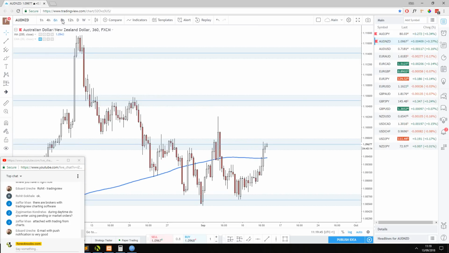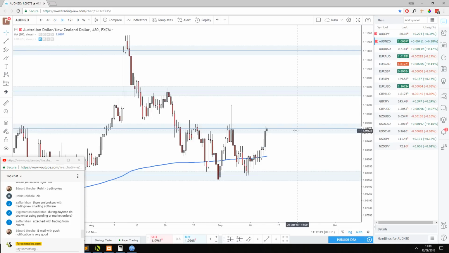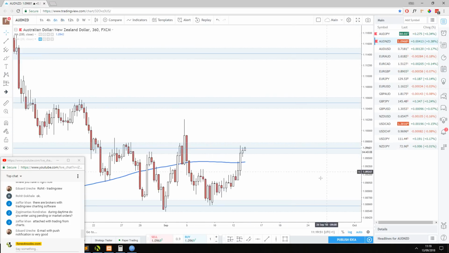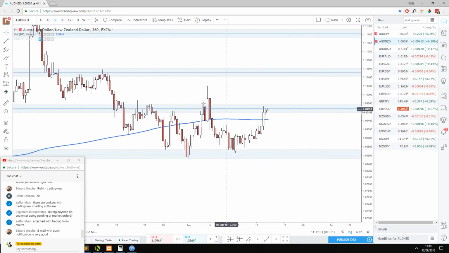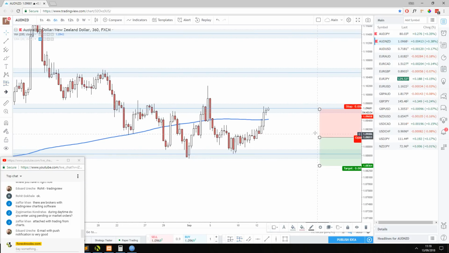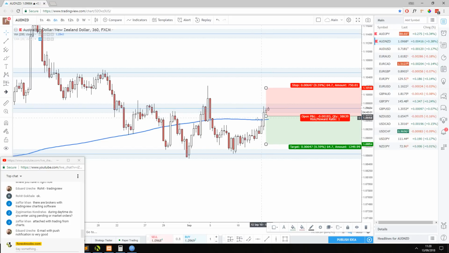On the 6 hour, again, very similar to AUDJPY. On the 6 hour, we already have indecision closing. So if you were more into taking shorter time frame trades, I'd say something like this.